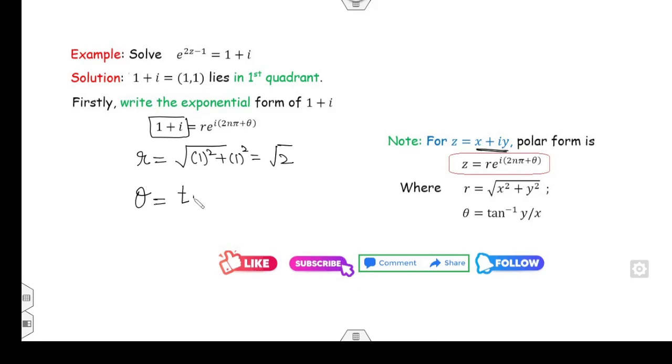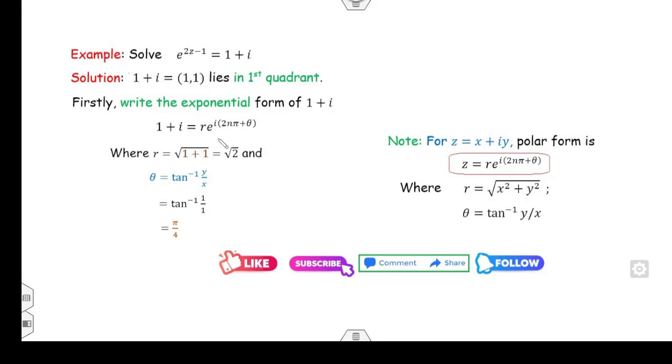Can you find the angle? That is tan inverse y over x. Tan inverse 1 is pi over 4. Clear? I can substitute the value in the given expression. 1 plus iota is root 2 e raised to power iota (2n pi plus pi over 4).